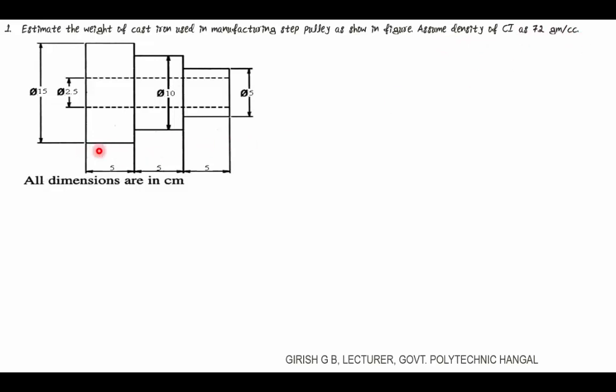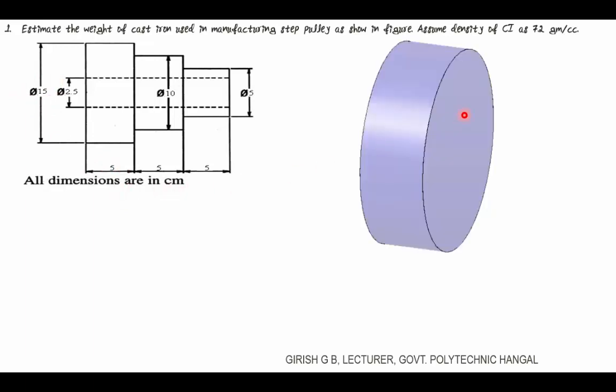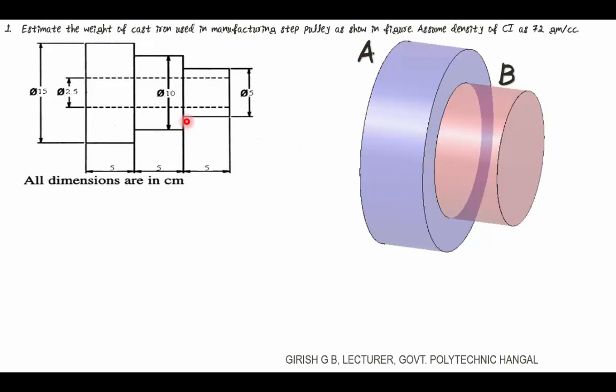This is the step pulley. Here we have three steps. The first step has a diameter of 15 and a length of 5 centimeter. Let's call this first step part A. The second step has a diameter of 10 centimeter and a length of 5 centimeter. Let's call this part B. The third step has a diameter of 5 centimeter and a length of 5 centimeter. Let's call this step part C.